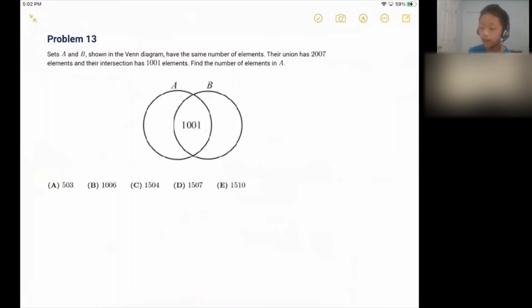So in this question, we have two sets A and B in the Venn diagram that have the same number of elements, and their union has 2007 elements and their intersection has 1001 elements. And we want to find the number of elements in A. So this question is like a Venn diagram question.